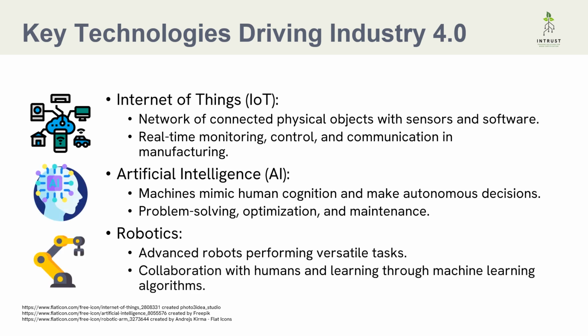The main development drivers are the Internet of Things, which is a network of physical objects with sensors and software that allows real-time monitoring, control, and communication in manufacturing, artificial intelligence, which are machines that mimic human cognition, and advanced robots which can perform versatile tasks and benefit from learning processes provided by machine learning.